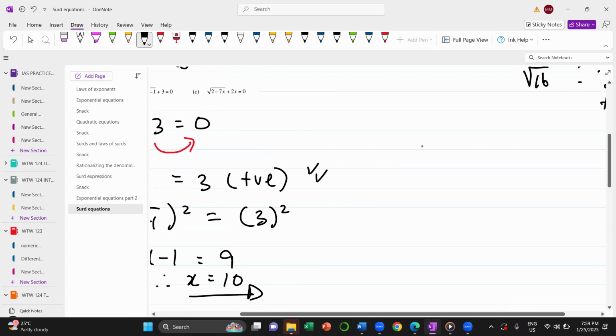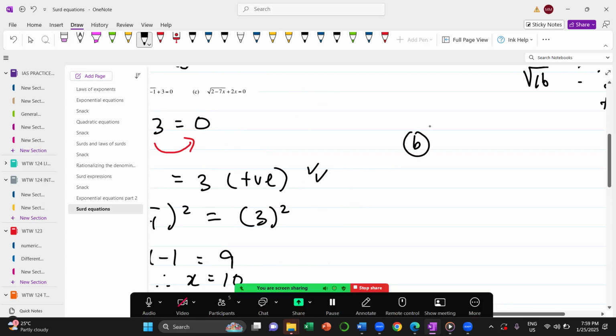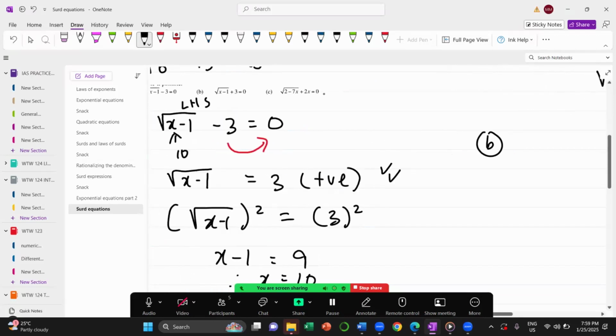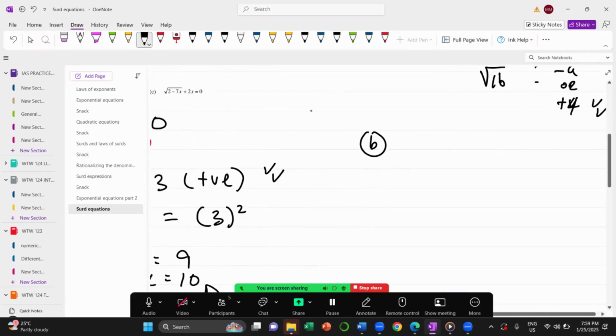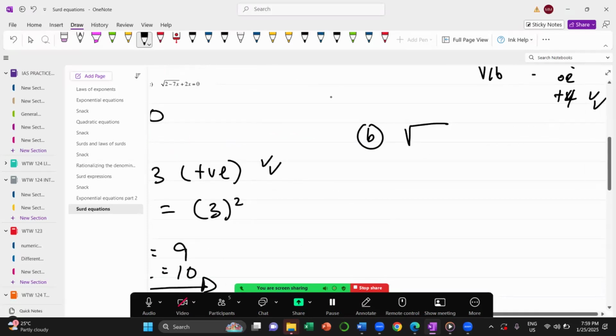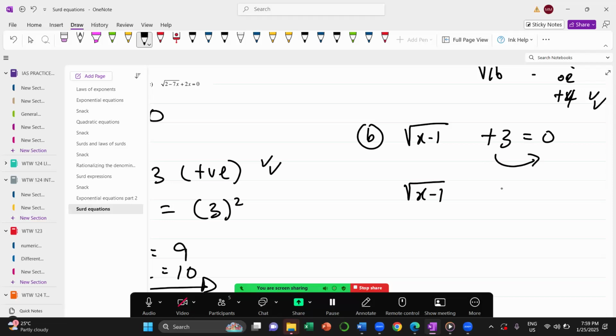So let's do letter B. Right? It's square root of x minus 1 plus 3 all equal to 0. So I'm going to have to take this plus 3 to the other side, right? So I'm going to end up getting square root of x minus 1 equal to what? Negative 3. Is this okay?